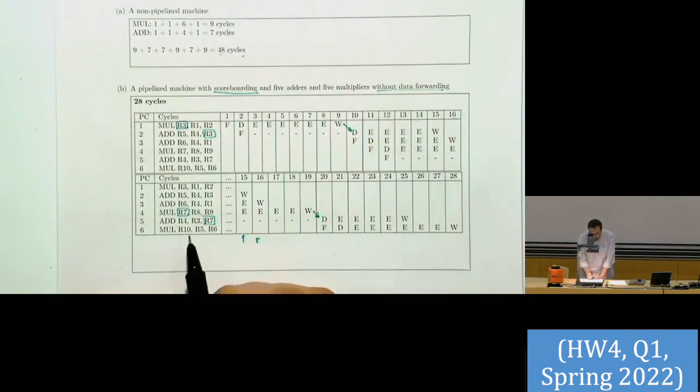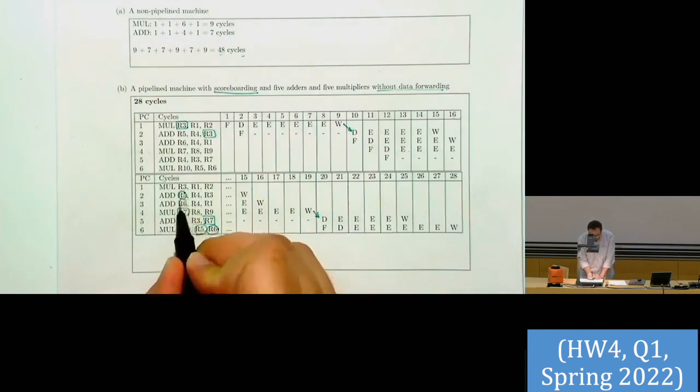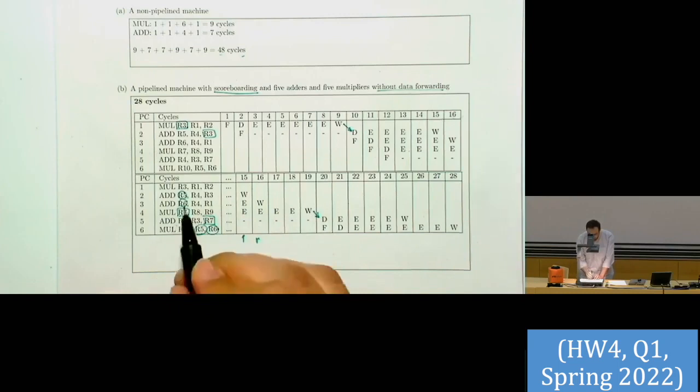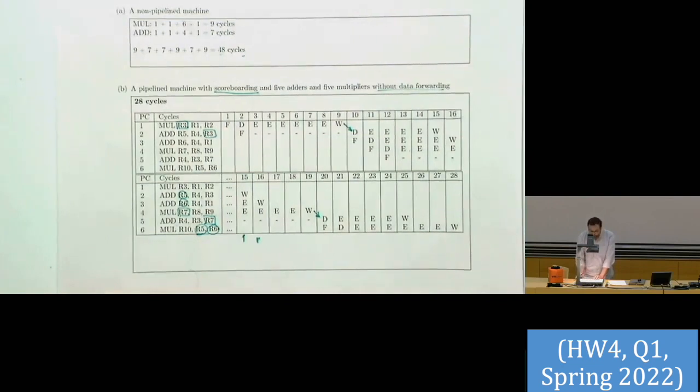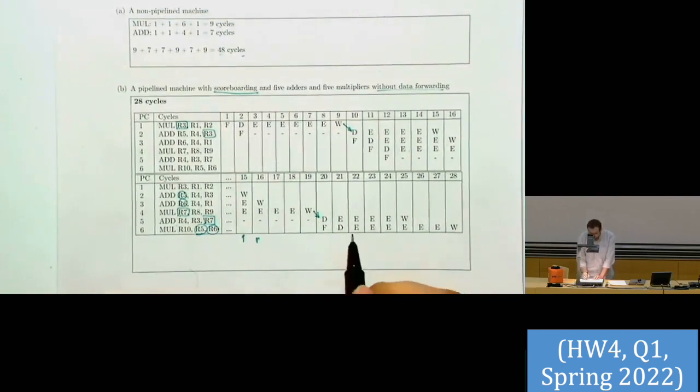And when we look at the multiply in the last instruction, it uses R5 and R6, and these are calculated by these instructions, right? So these instructions complete in the 15th and 16th cycles. So we already have the data in the register file when we come to this decode stage. Then we don't have to stall, and we can just finish executing the program in 28 cycles.